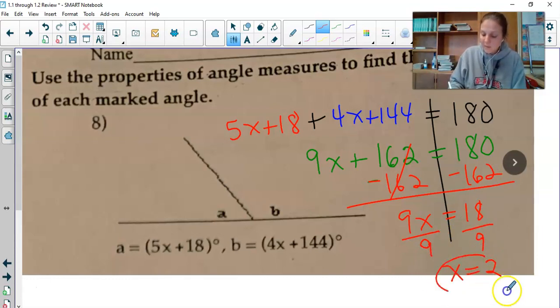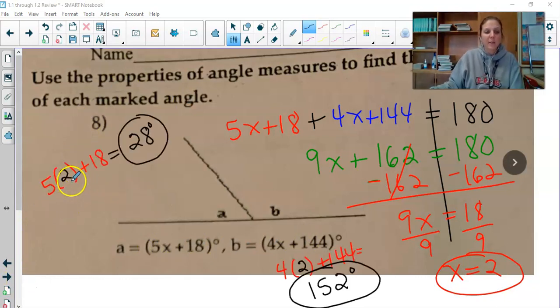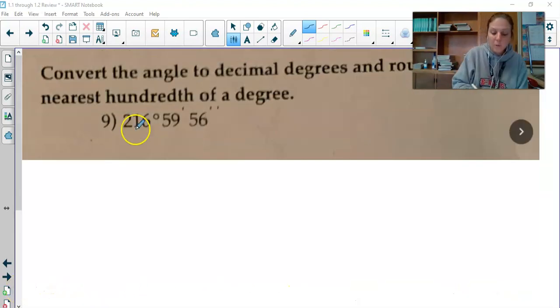Don't forget, this does not give you your final answer. This is just the value of x. So go ahead and take the x and plug it back in for each angle. Okay, so I put in 5 times 2 plus 18, and I got 28. 4 times 2 plus 144, and it's 152. If you add these back together, you get 180 degrees. So it checks out.